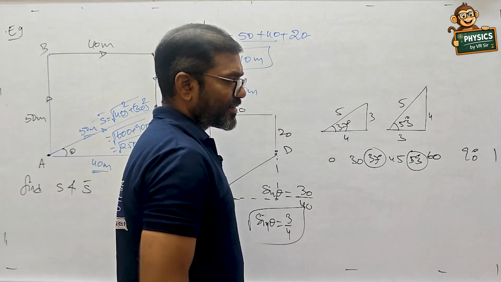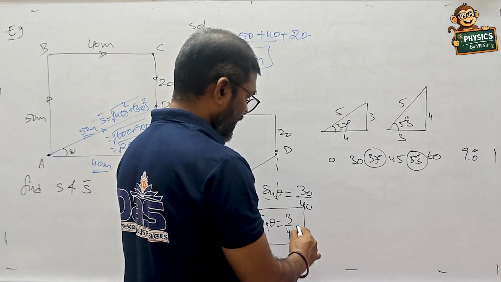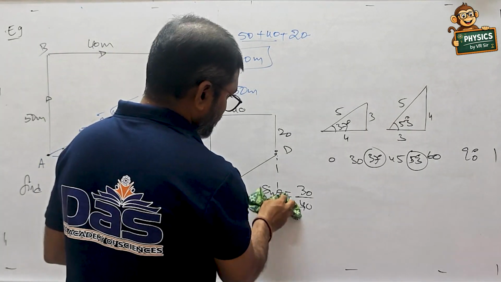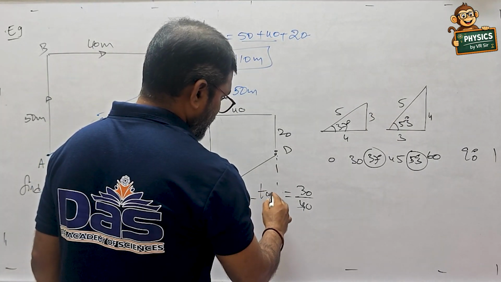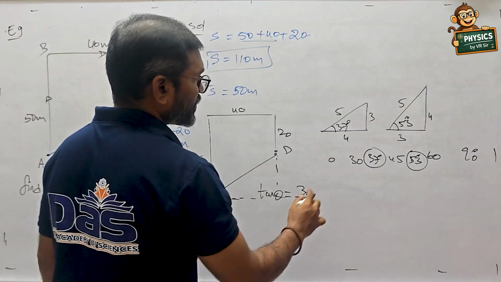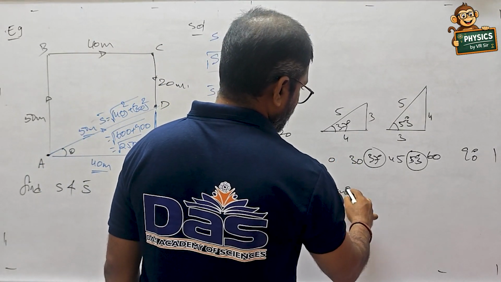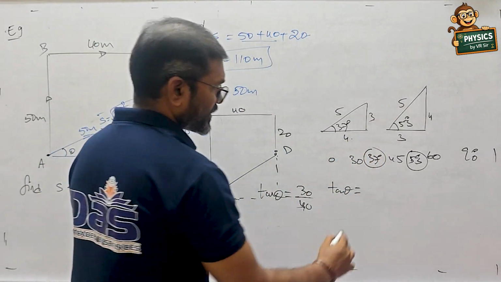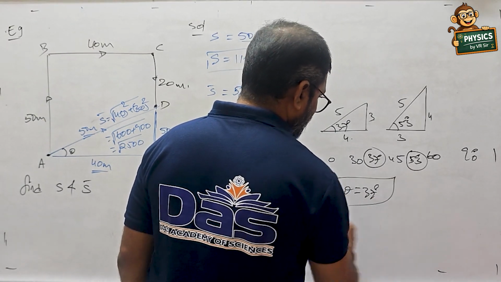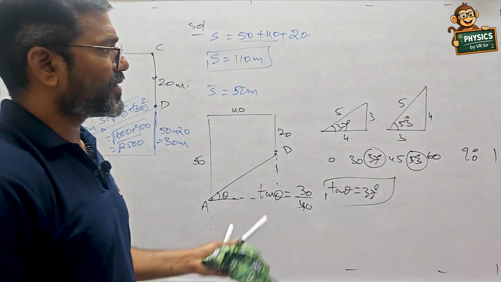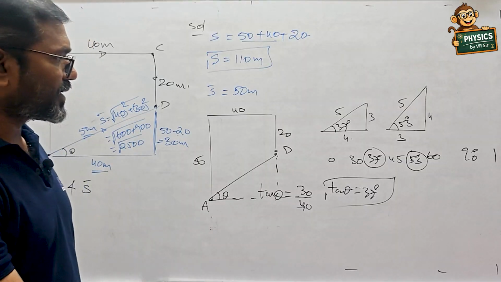Now tell me, what is sine 37? Sine is opposite by adjacent. So for 3 by 4, this is nothing but tan theta. So tan theta is equivalent to 3 by 4, opposite by adjacent, which will give you 37 degrees. Anyway, we discuss this trigonometry in detail in another chapter.